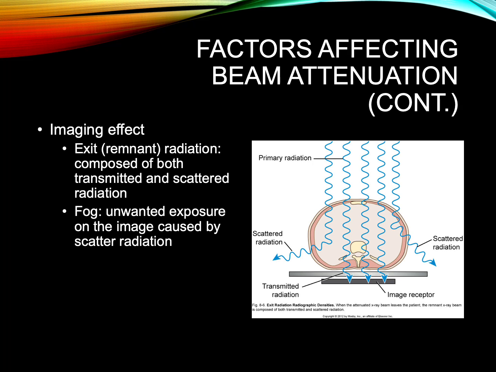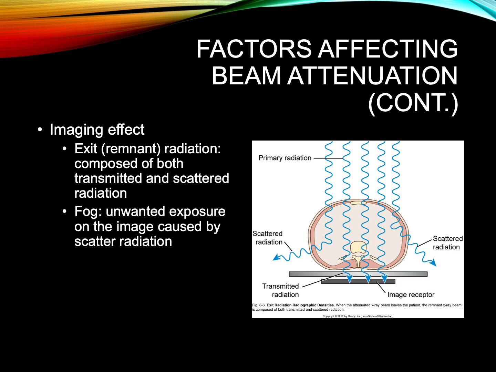Scatter exit radiation, which is a Compton interaction that reaches the image receptor, does not provide any diagnostic information about the patient. Scatter radiation creates unwanted exposure on the image, and this is called fog or image fog. Methods used to decrease the amount of scatter radiation reaching the image receptor we will discuss later on in the chapter.